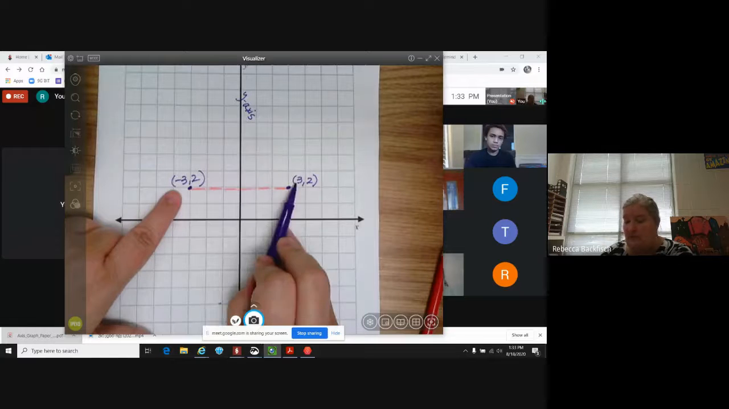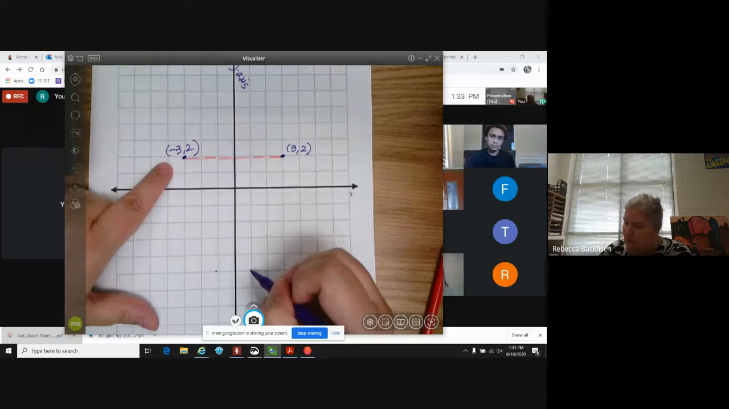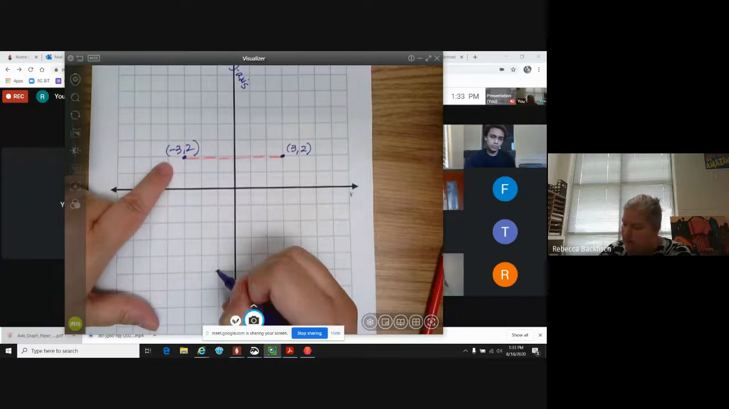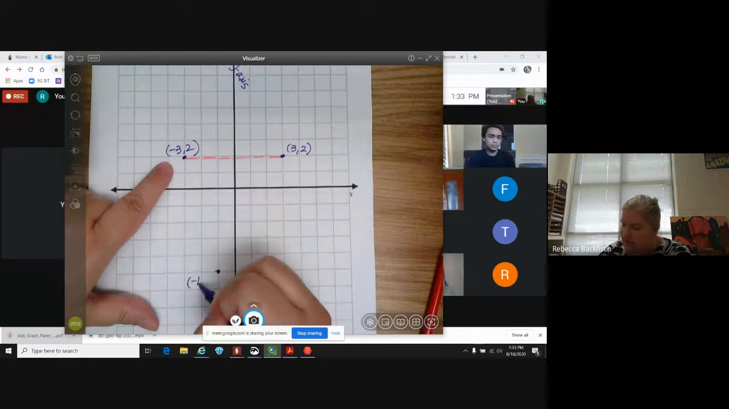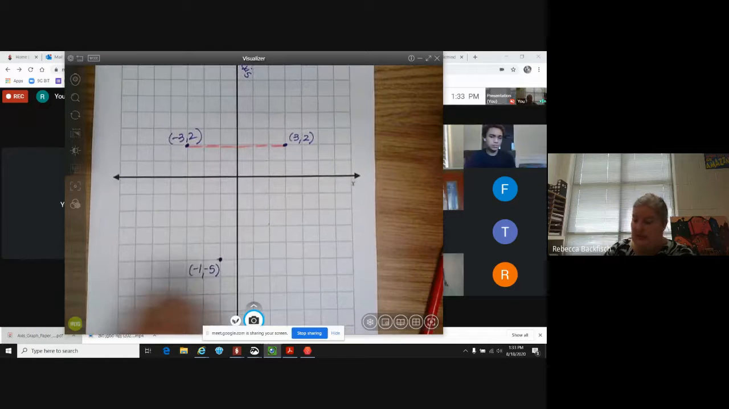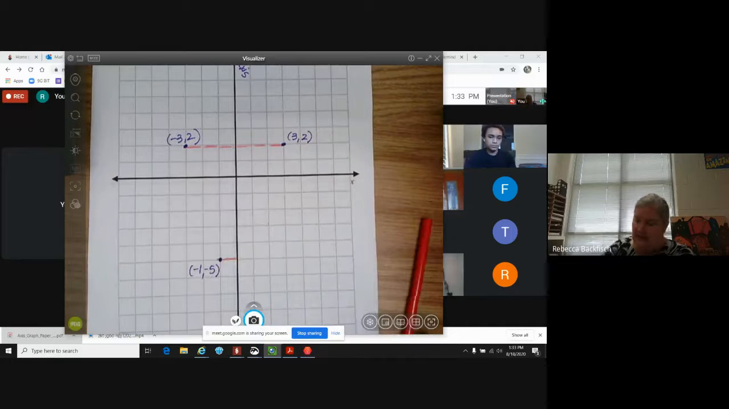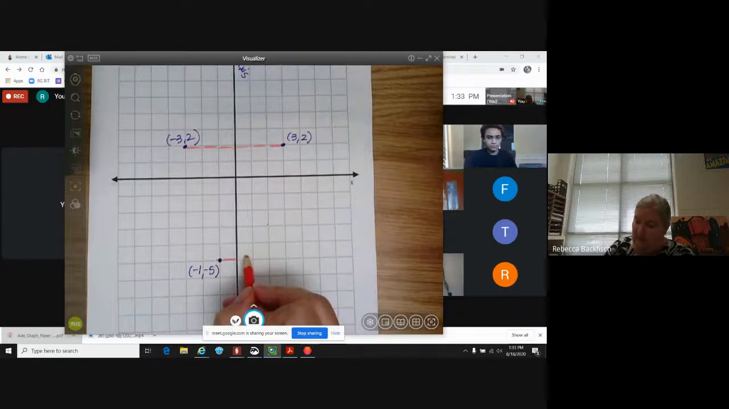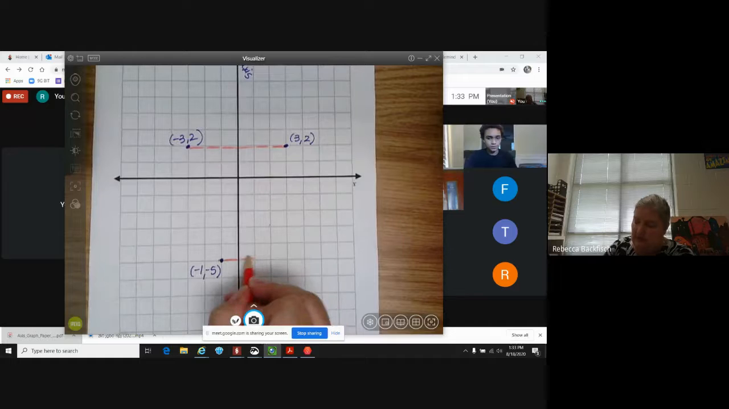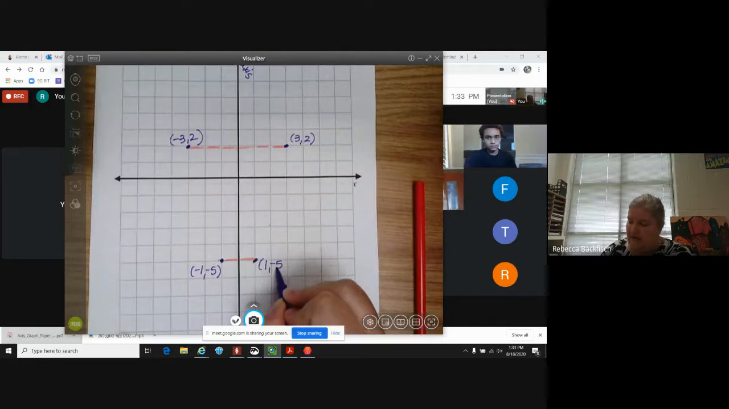So positive 3 versus negative 3. Let's look at the point -1, -5. It is currently 1 unit to the left of the line, and so it's going to end up 1 unit to the right of the line, which puts it at 1, -5.